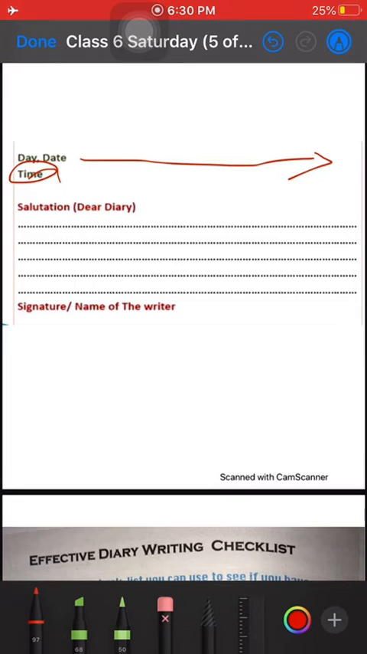Then you should write at last also, your closing should also be something good, like okay diary, now I am going to sleep, this is all for today, hope I just feel relaxed to share it with you. Like this you have to end it. Then your name, at last the name of the writer.